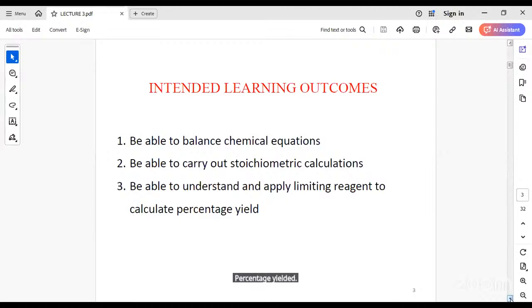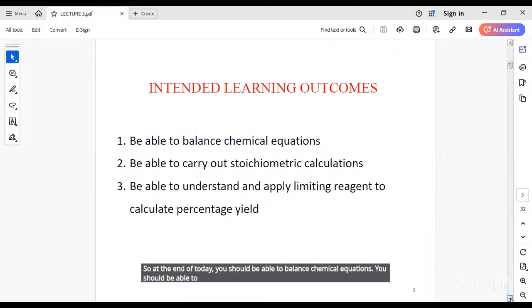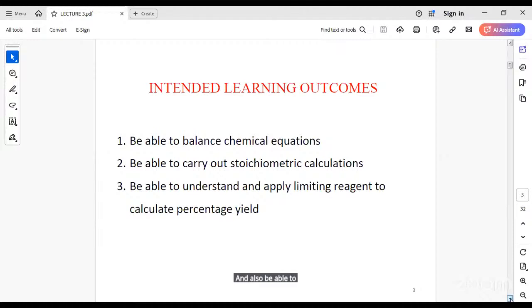And at the end of today, what are you expected to have gained? At the end of today, you should be able to balance chemical equations. You should be able to carry out stoichiometric calculations, and also be able to understand and apply limiting reagents to be able to calculate percentage yield.